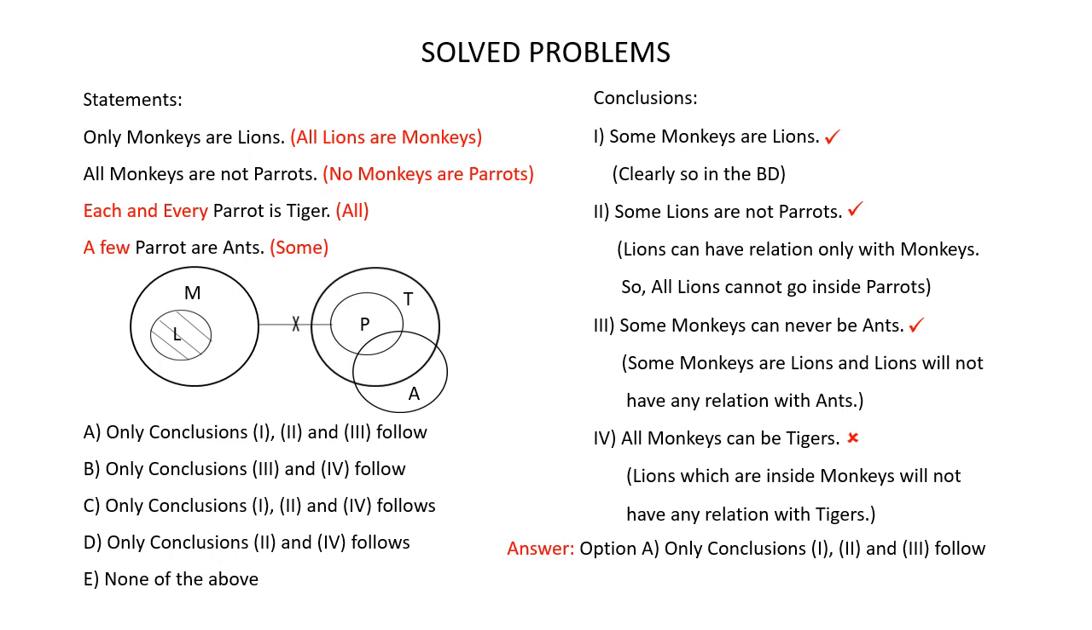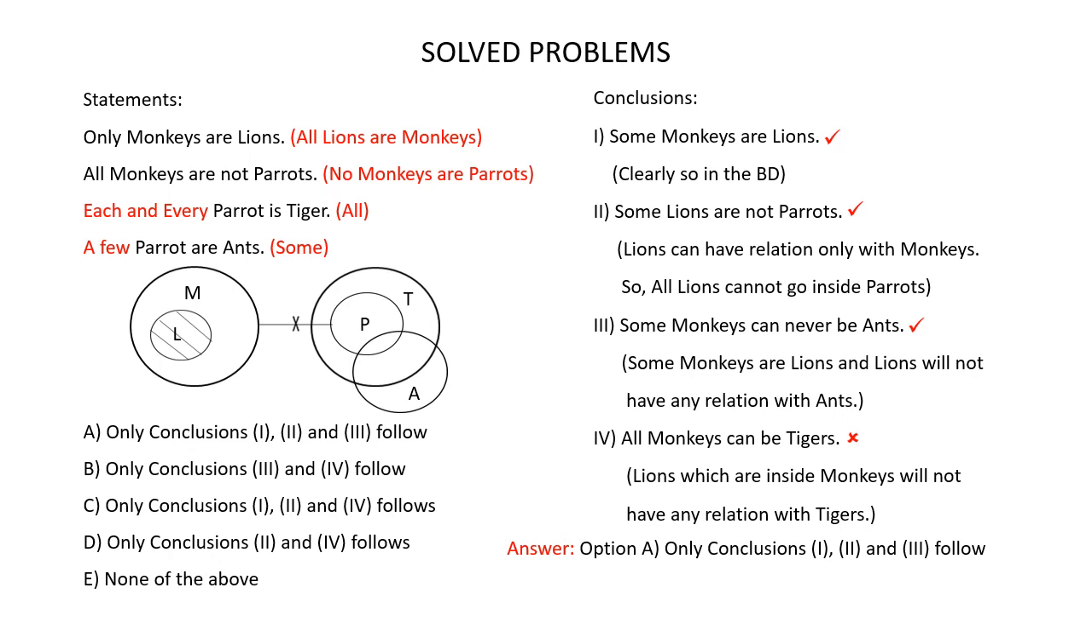In this question, you are given 4 statements and 4 conclusions. Now let's find out which of these conclusions follow from the logic given in these statements. To do that, first we have to draw a Venn diagram for these statements. Now let's look at the statements.